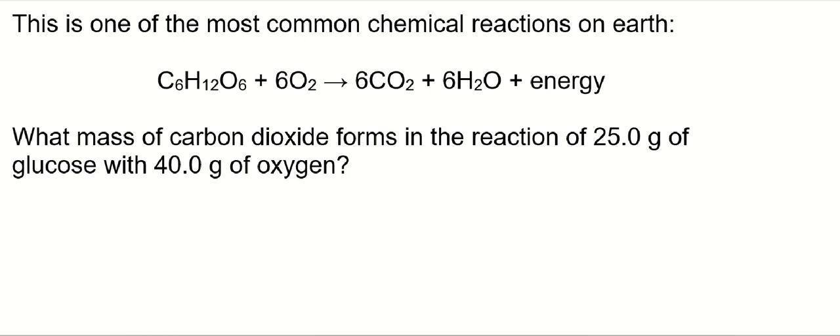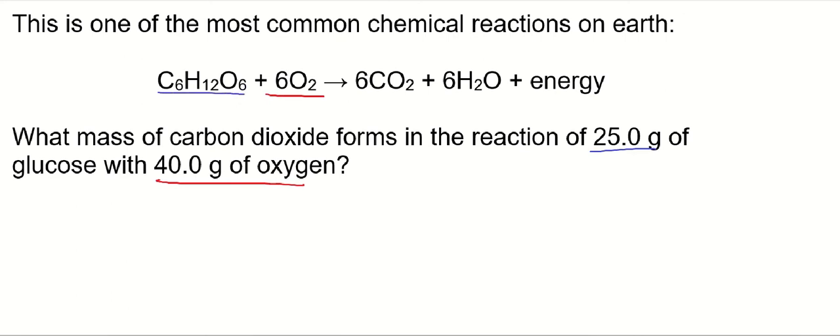Got some stoichiometry here, one of the most common chemical reactions on Earth. I don't know about that, but maybe in living things this might be true. This is cellular respiration, by the way. What mass of carbon dioxide forms in the reaction of? All right, so we're given quantities of both reactants, so we'll do the stoich with both of them. We're given quantities of oxygen and quantities of glucose.